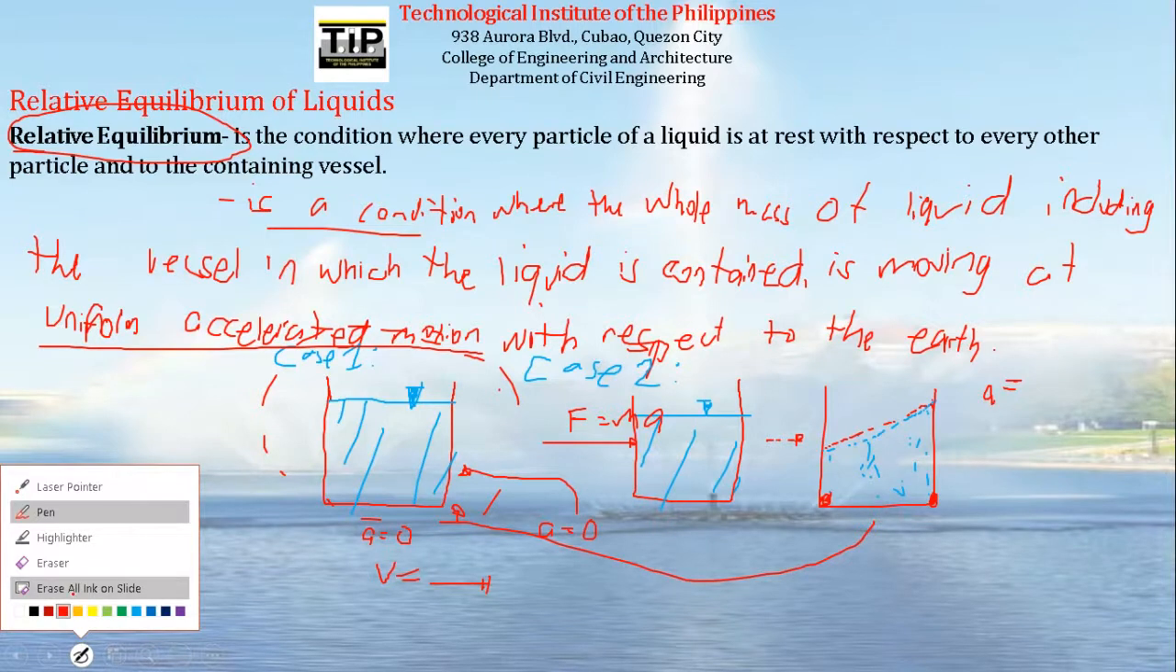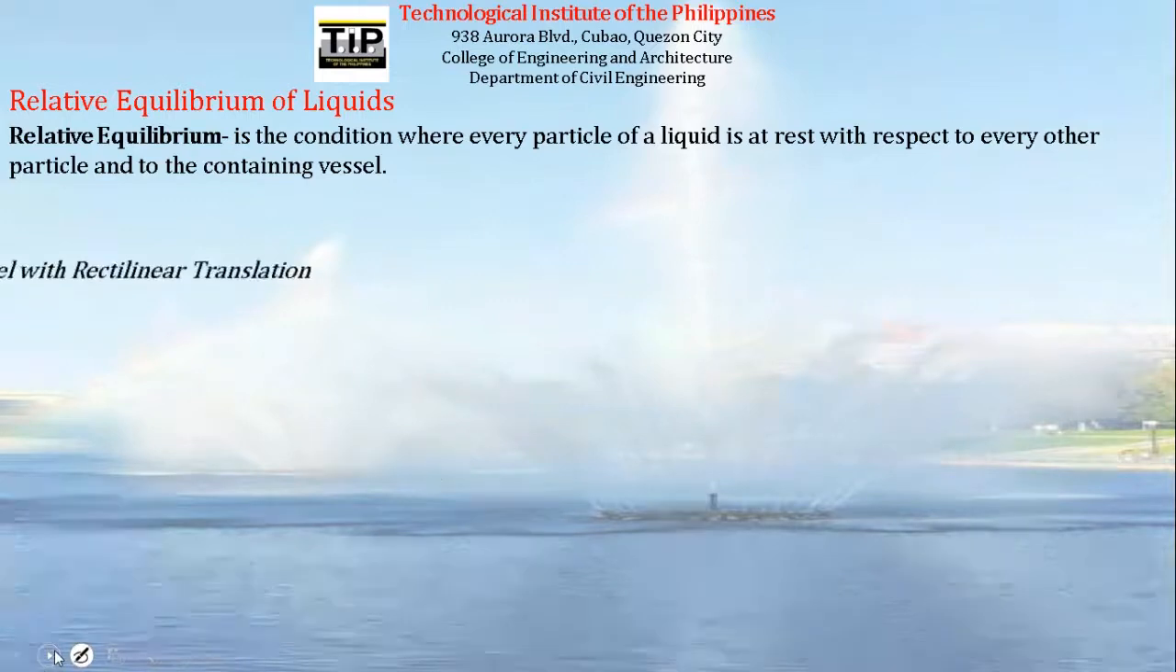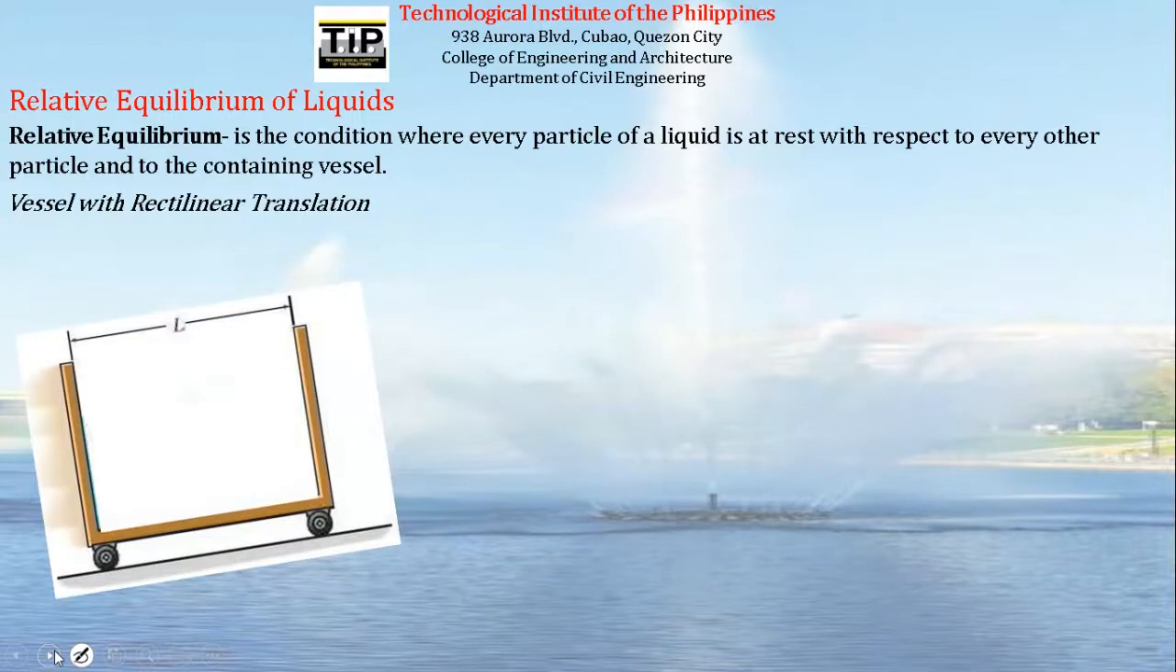Delete ko po ito, no? So let's start with a vessel that is traveling in an inclined path. So we have this container or vessel that has wheels on it and it's traveling on this slope or inclined surface.